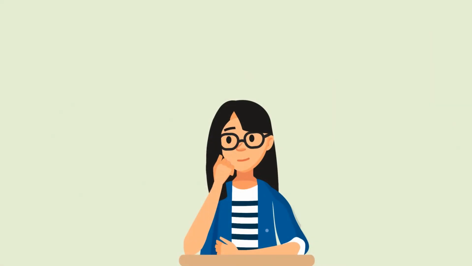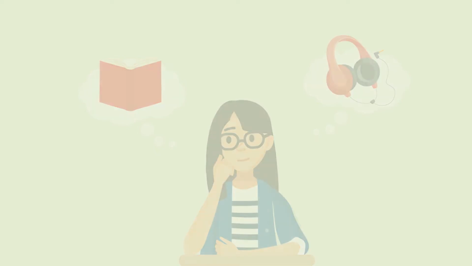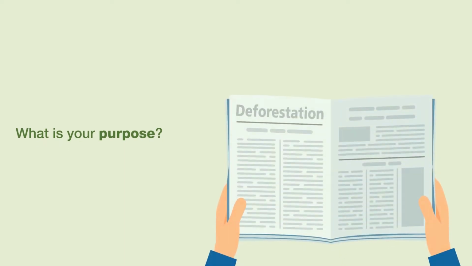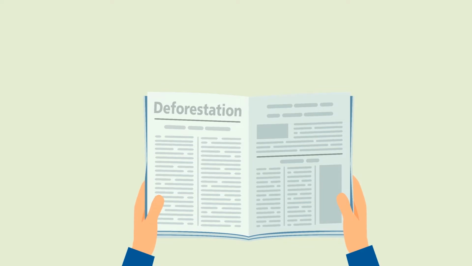In this case, I'm using a reading text, but I do the same thing with listening text as well. Before I do detailed reading, I follow the first stage of the framework, zoom out. This reminds me of my purpose for reading or listening and gives me an overview of the text. I ask myself these questions. What is your purpose? My purpose for reading is to find information about deforestation in Australia to include in my poster.